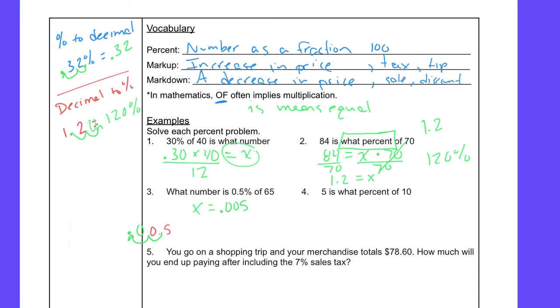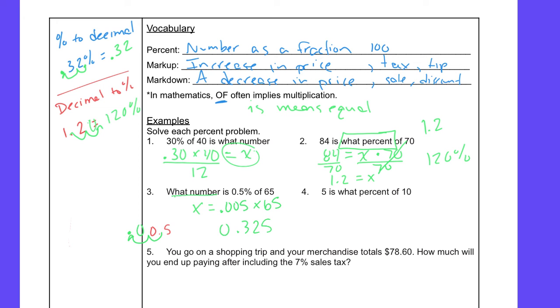0.005. And then there's that word of, so I'm multiplying 65. Now my numbers are already together, so I can just put that right in the calculator, 0.005 times 65, and we get 0.325. I'm just looking for what number, so there is my number.